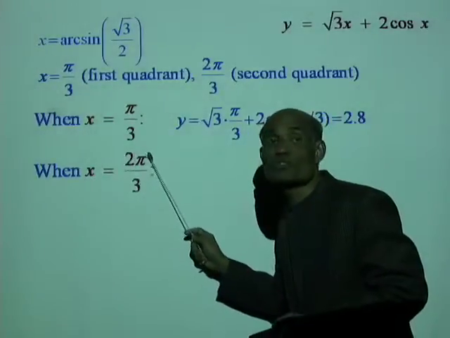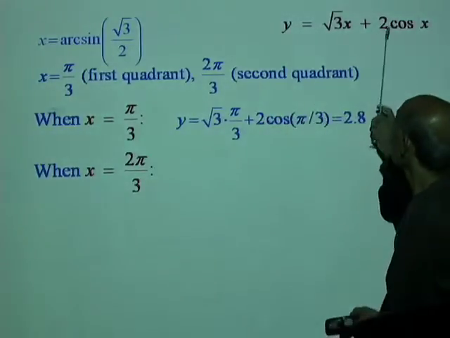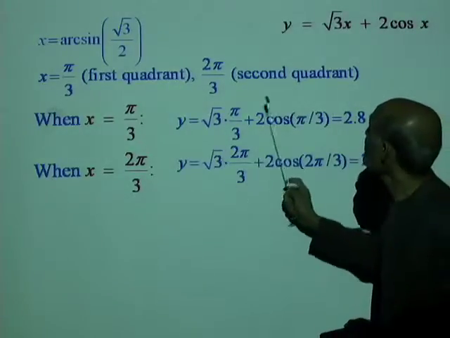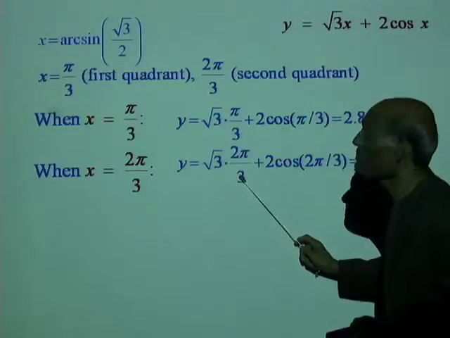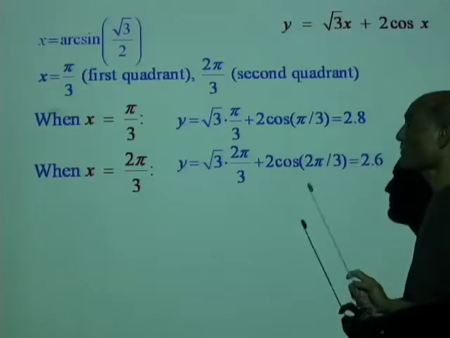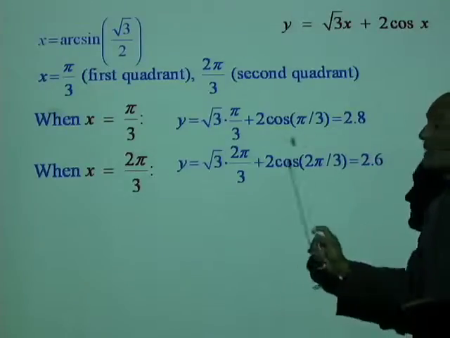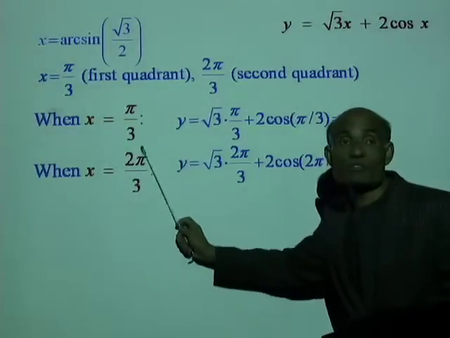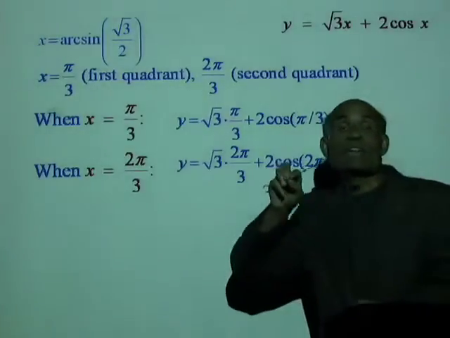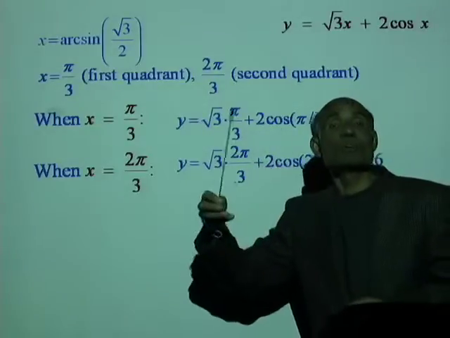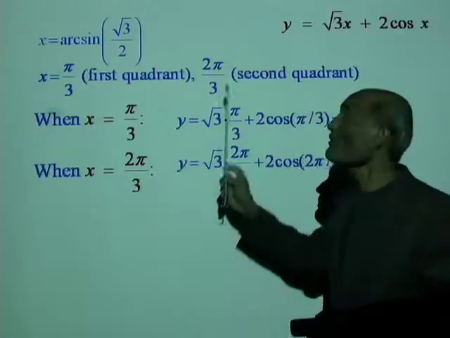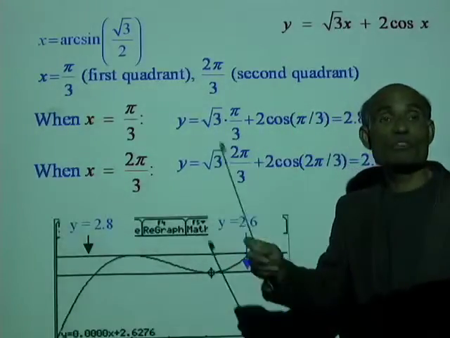Similarly, when x equal to 2 pi by 3, replace x by 2 pi by 3 in this function. You get y equal to root 3 times 2 pi by 3 plus 2 cos of 2 pi by 3, and that will give you 2.6. That means the point x equal to 2 pi by 3, y equal to 2.6. Again, the derivative will be 0. You get a horizontal tangent line. There are 2 points on the graph of this function where you get a horizontal tangent line.